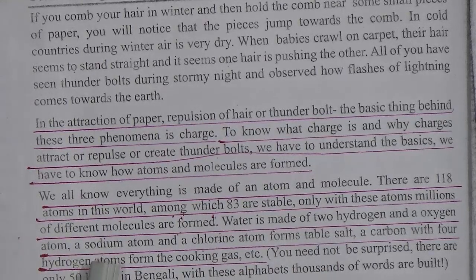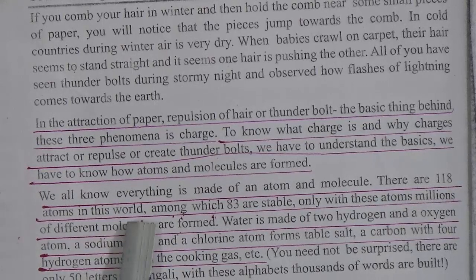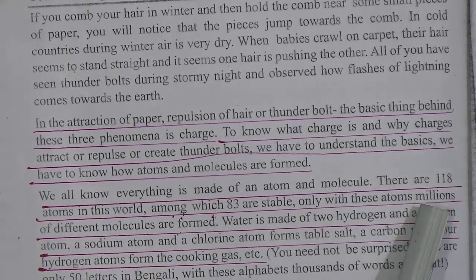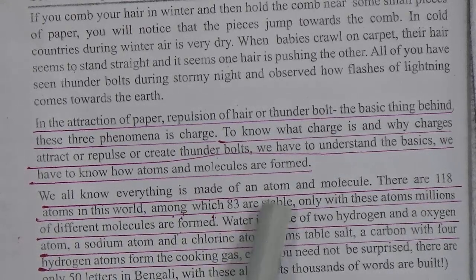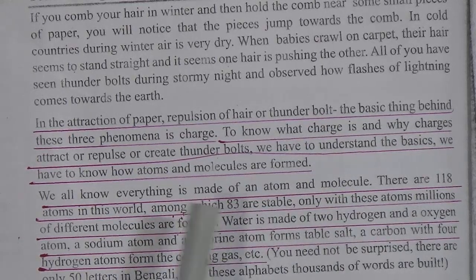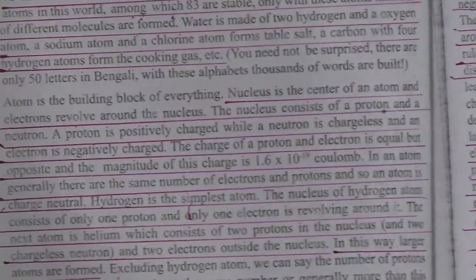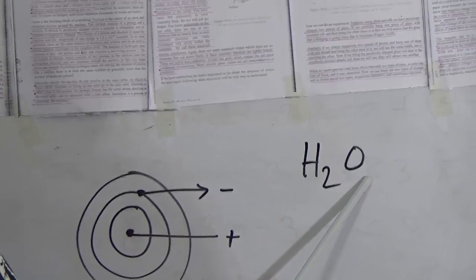My dear students, again we know that everything is made up of atoms and molecules, and there are 118 atoms in this world. My dear students, this is an important MCQ. There are 118 atoms in this world, among which 83 are stable, and only with these atoms millions of different molecules are formed. Suppose water is made up of 2 hydrogen, we know H2O. So here is hydrogen. Water is made up of 2 hydrogen atoms and 1 oxygen atom.